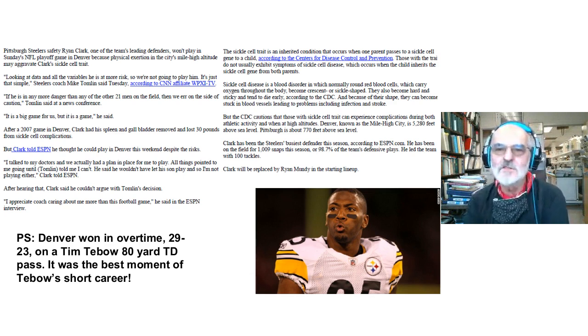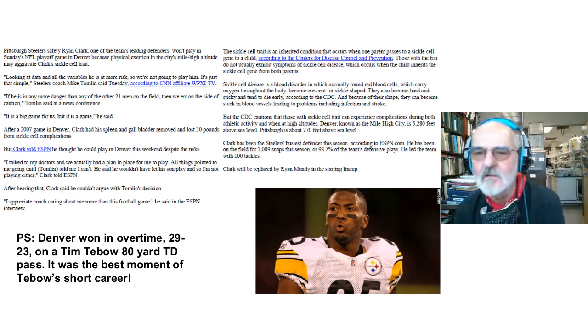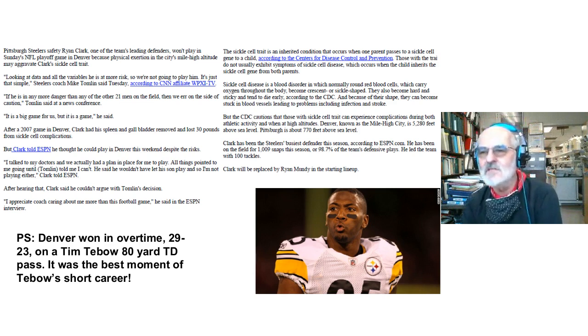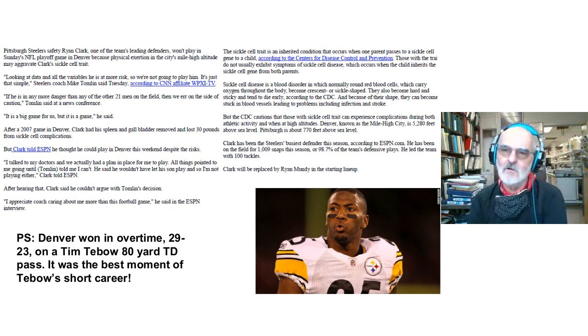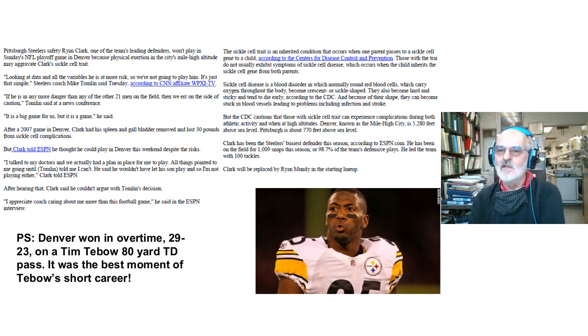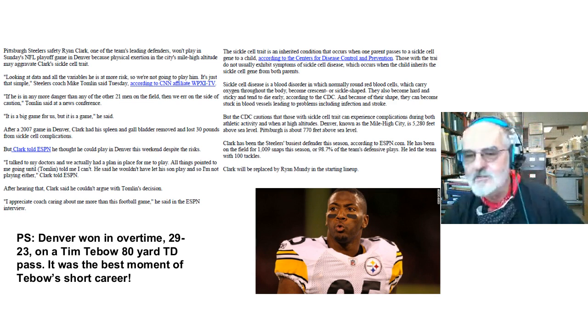One is this football player, Ryan Clark, who played in the NFL. I don't think he's playing in the NFL any longer. He played for Pittsburgh. And the article is about the fact that he had a sickle cell crisis at a game in Denver, which is at high altitude, so low oxygen. And in a repeat game, the coach was not going to play him because he was worried about his players' health. Okay, so it was a pretty severe state, and you can read the features in this article.